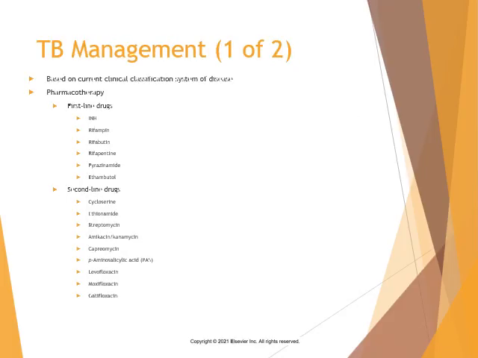Management here, again, always look to the current classification and symptoms and the current guidelines, because it is drug resistant. So as things change, you always want to make sure you're doing the most current treatments. First line drugs are things like INH, rifampin, rifabutin, rifapentine, pyrazinamide, and ethambutol. Second line drugs, you can see things like streptomycin, capreomycin, levofloxacin, moxifloxacin, gatifloxacin.